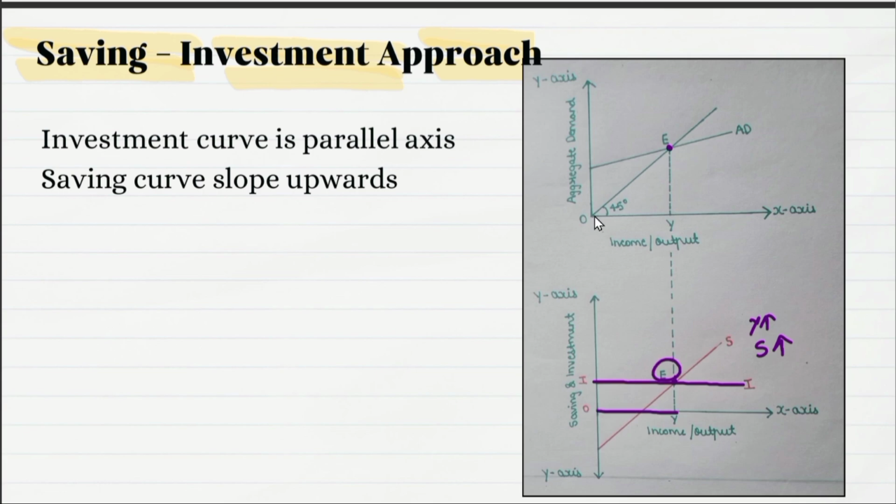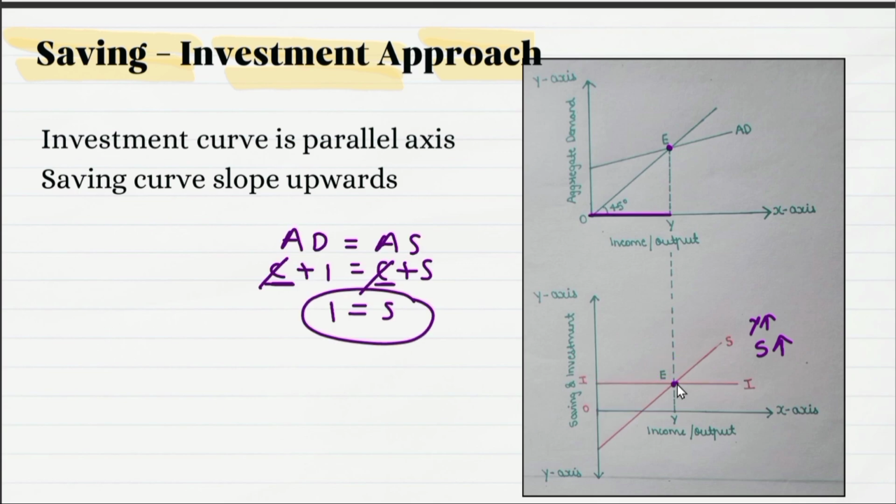When we read the AD-AS approach, our equilibrium level of income was 0Y, and here also our equilibrium level of income is 0Y. So this is the point where the economy is in equilibrium. But if there is any deviation from the equilibrium level of income, if the economy is operating here or here, then what will happen? The process of readjustment will start, which will bring the economy back to the equilibrium level. So let's see that.